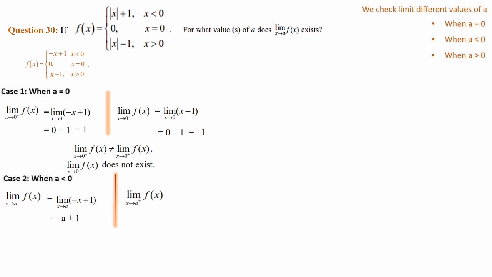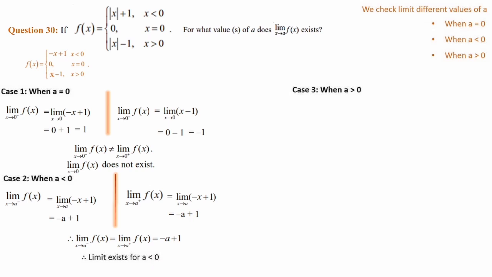Then limit x tends to a plus, the right hand limit of f of x, is equal to, as I mentioned before, since a less than 0, this is the function minus x plus 1. So limit x tends to a of minus x plus 1. Here also when we substitute, it comes as minus a plus 1. So you can see the left hand limit and the right hand limit are both equal. So limit x tends to a minus f of x is equal to limit x tends to a plus f of x is equal to minus a plus 1. Both limits are coinciding, therefore we can say that the limit exists for a less than 0.